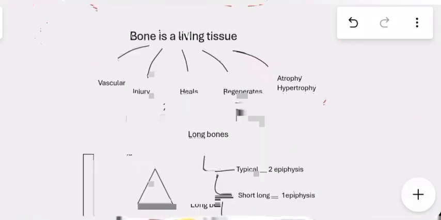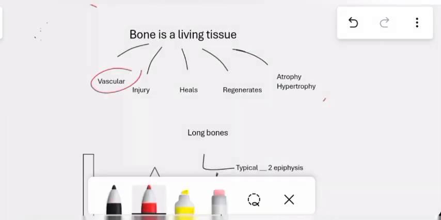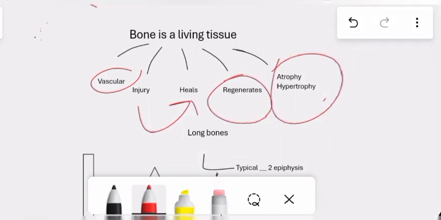Bone is a living tissue. Why? Because it has certain properties. The properties that are listed there are that bone is vascular and that it can be injured, and when it gets injured, it can heal itself and it can also regenerate itself. Also, bones can atrophy and hypertrophy. Atrophy means they die when you don't use them, and hypertrophy, they multiply or they increase in size when you use them a lot. It's similar to muscles. When you don't use your muscles, they die, and when you use them a lot, they hypertrophy, they increase in size, right?